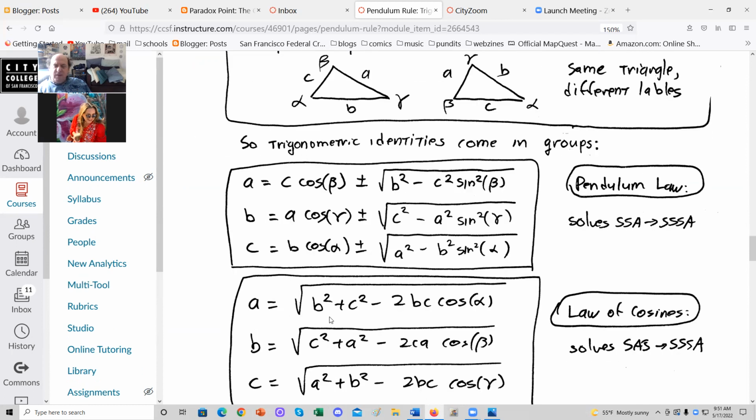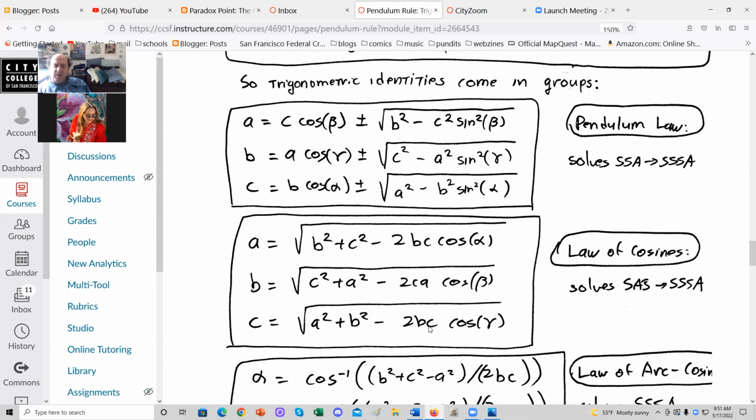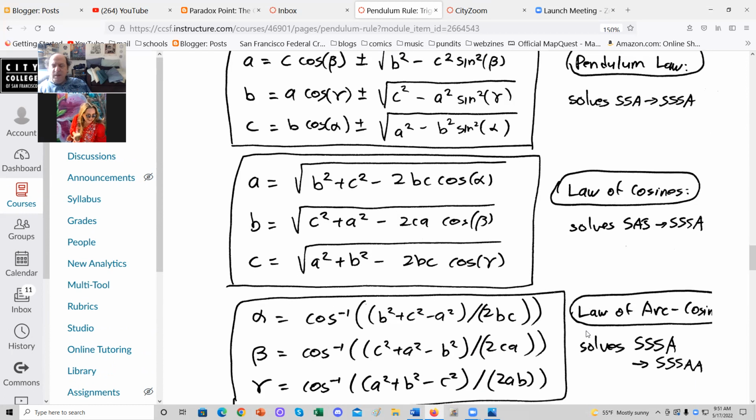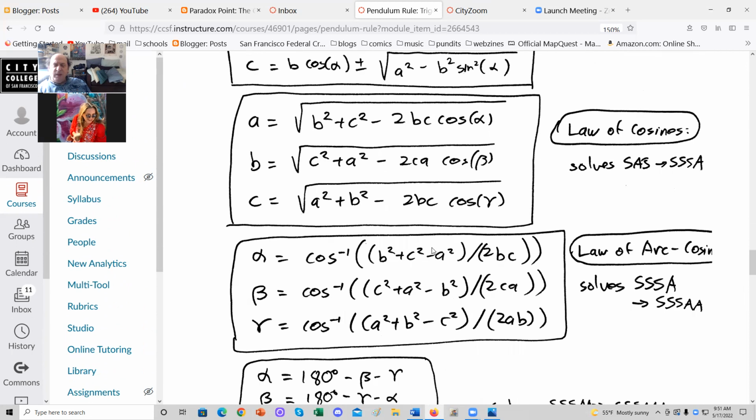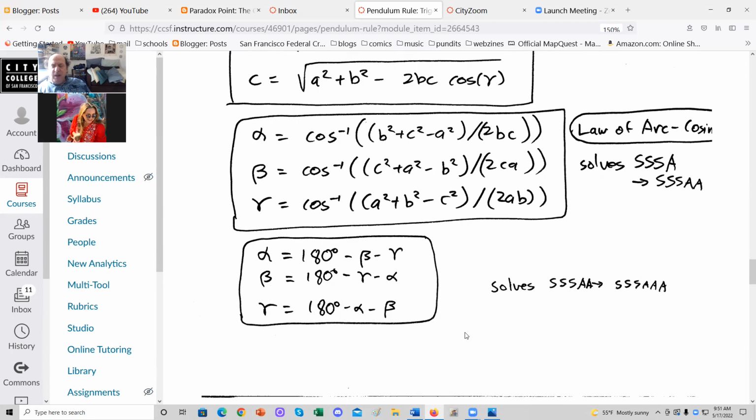And from this law of arc cosines, if you swap them around, you get the law of arc cosines for B and C. B is root C squared plus A squared minus 2CA cos beta, and C squared is A squared plus B squared minus 2BC cos gamma. And that's the law of cosines. Law of arc cosines, again, swap around. Here's a formula for alpha, here's one for beta, here's one for gamma. And of course, if you have two angles, you get the third by subtracting the result from 180.